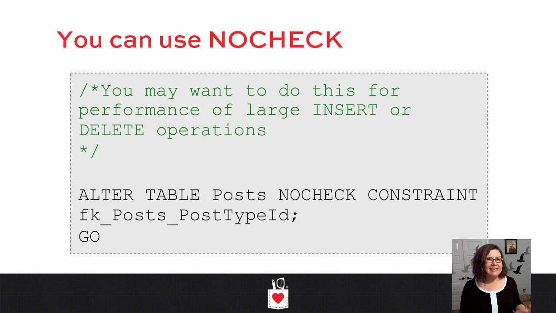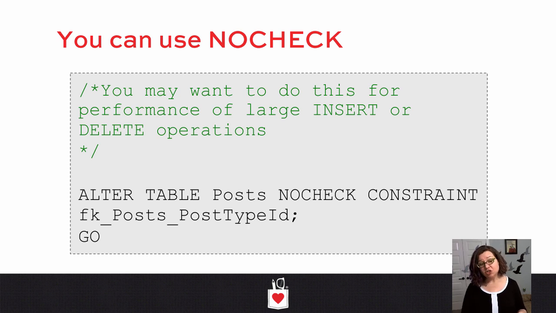But what if I need to load a bunch of data? Maybe I want to insert data into posts and then go fix up post type ID later, or perhaps I just want to insert a lot of data into the post table and I don't want to check it row by row as I do the insert. After the end, I want to go back and check it in one fell swoop. But for performance reasons, I want to see if I can do a big insert and then go check it later. I don't have to just drop the constraint.